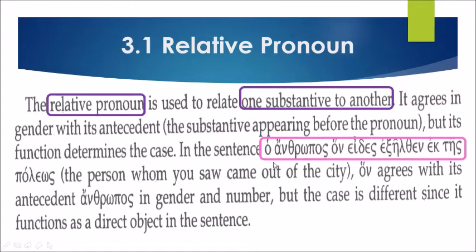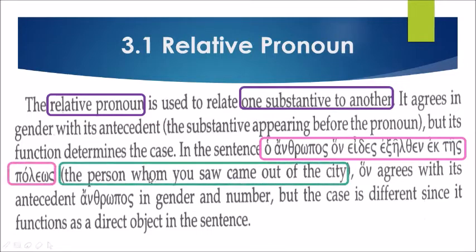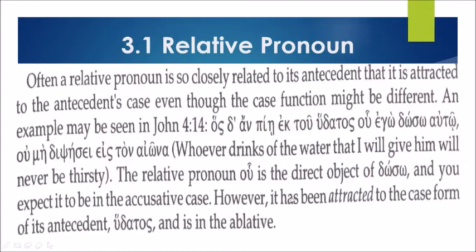In the sentence, let's read. Ho anthropos, hon eides, exelthen ek tes poleos. It means the person whom you saw came out of the city. So we have here hon, the relative pronoun, which means whom. Hon agrees with its antecedent anthropos in gender and number, but the case is different since it functions as a direct object in the sentence. So that is the relative pronoun.